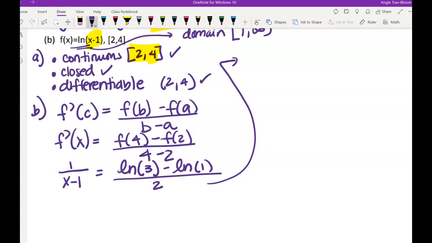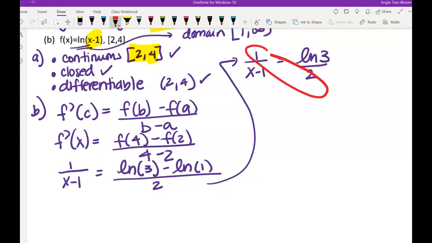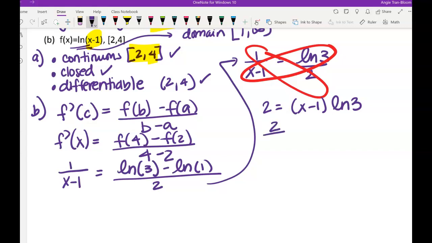I'm going to go over here to the right. I'm trying to fit it all in one screen for you guys. Okay, so this is now 1 over x minus 1 equals natural log of 3. Natural log of 1 is going to be 0, students, so we don't need to write that. So that's going to be over 2. We can cross multiply here. So that's going to be 2 equals x minus 1 times natural log of 3. Remember, natural log of 3, students, is a constant number. It's an irrational constant number, so we can divide both sides by natural log of 3. I don't have a calculator, and you don't need one. Just leave it as natural log of 3.